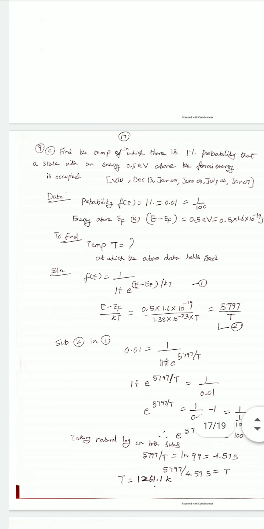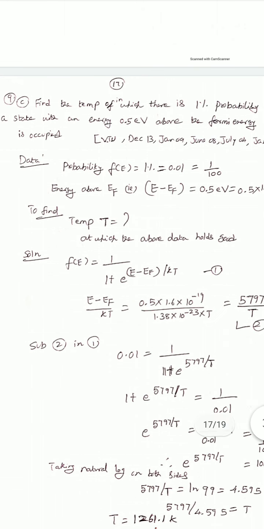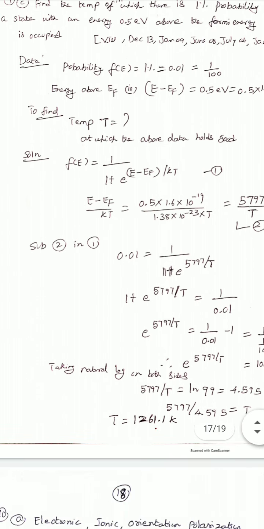Here you write the equation for the Fermi factor, f of E, given by 1 by 1 plus e power (E minus EF) by kT. Then from here we should find out the temperature value. So you bring the temperature term to the left side. At last you can see the temperature term is brought to the left side. Then natural logarithm is taken on both sides because it is an exponential. Then we find the temperature as 1261.1 Kelvin.